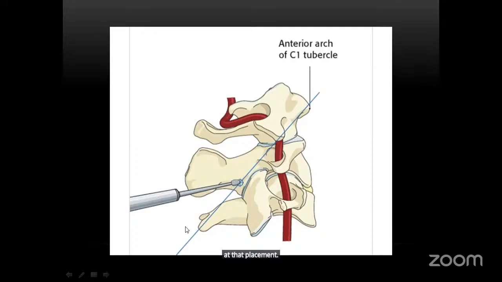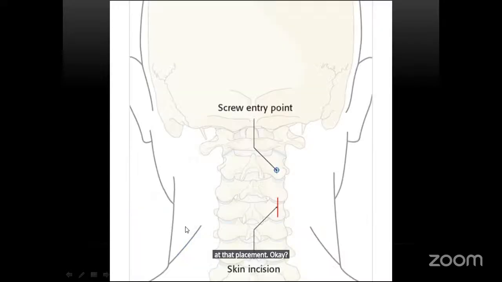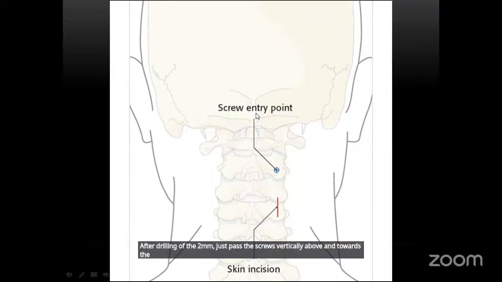Then drill that area with only 2 mm. After drilling the 2 mm, just pass the screws vertically above and towards the anterior tubercle. Okay, anterior tubercle, this one. This is called the transarticular technique of Magerl.